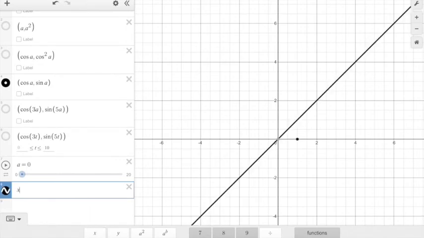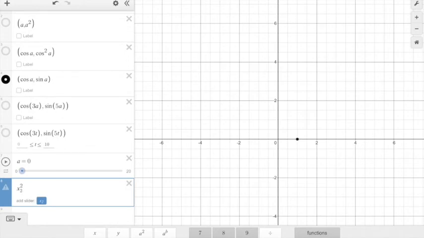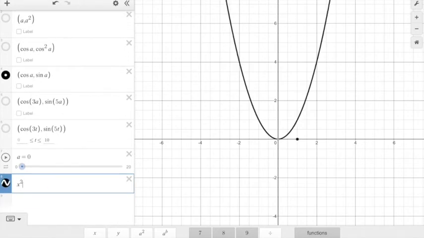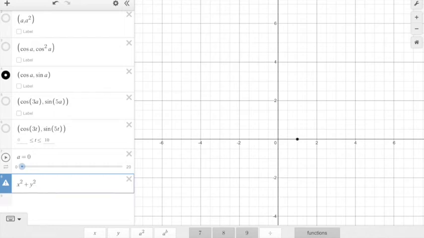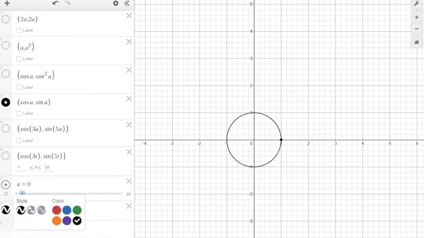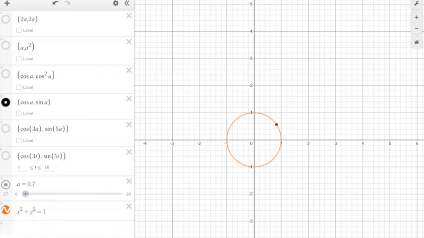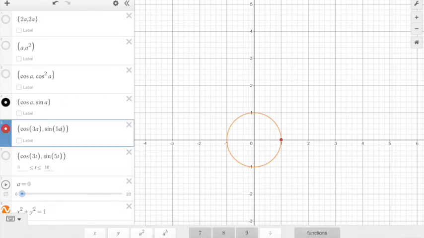Okay. Now the third thing is cosine a and sine a. We already know it's going to be a circle, right? x squared plus y squared equals 1. The black is the circle. Let's change it to be orange. Okay. Now if I click a, you can see this point start to travel this way. Okay, now it's backwards because my a hit the end and started to go backwards.